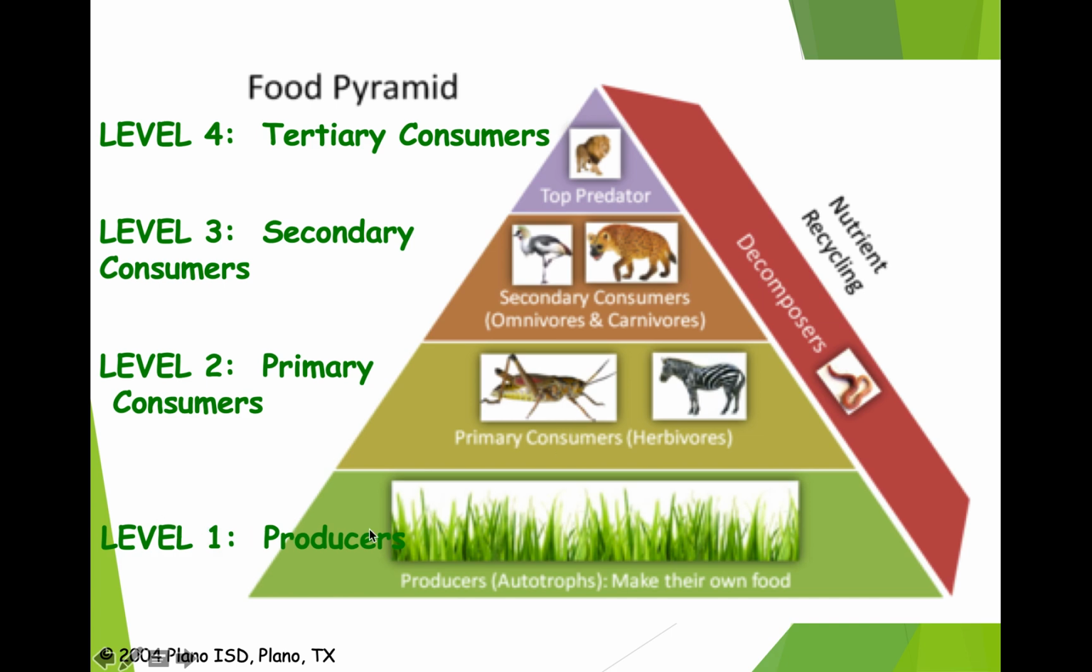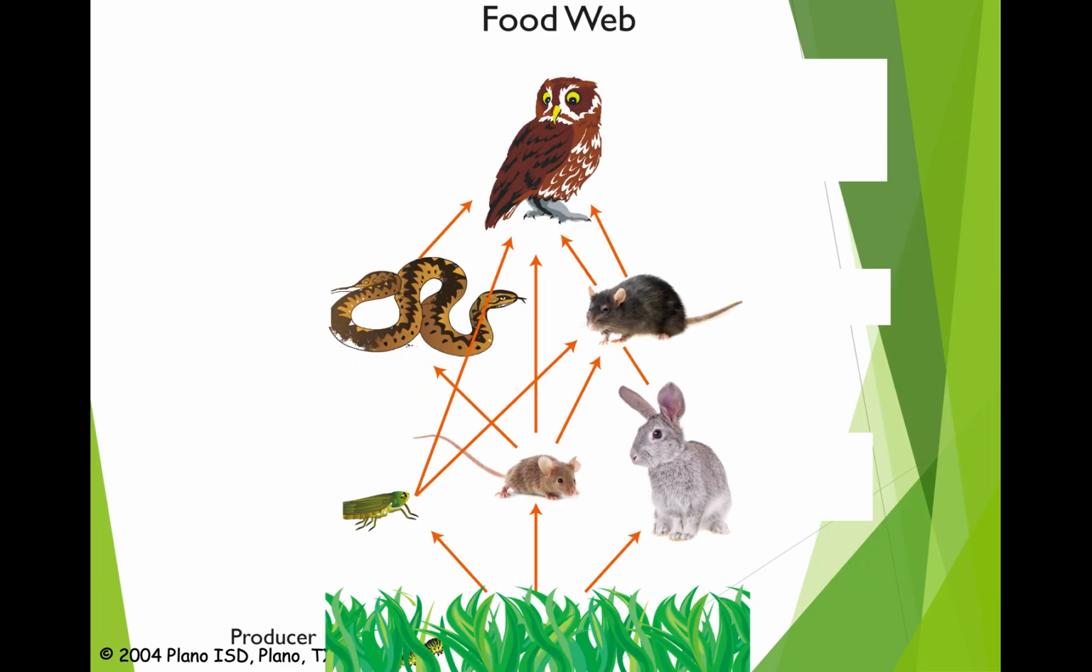So here's a nice little diagram of what these look like based off of a pyramid. Producers are at the bottom, and you can see there's plenty of them. Primary consumers are the second level, secondary consumers are the third level, tertiary consumers are the fourth level, and we talked a little bit about decomposers early on in our unit. They're the ones that will go in and feed off of the decaying matter to recycle everything in our nice little circle of life.